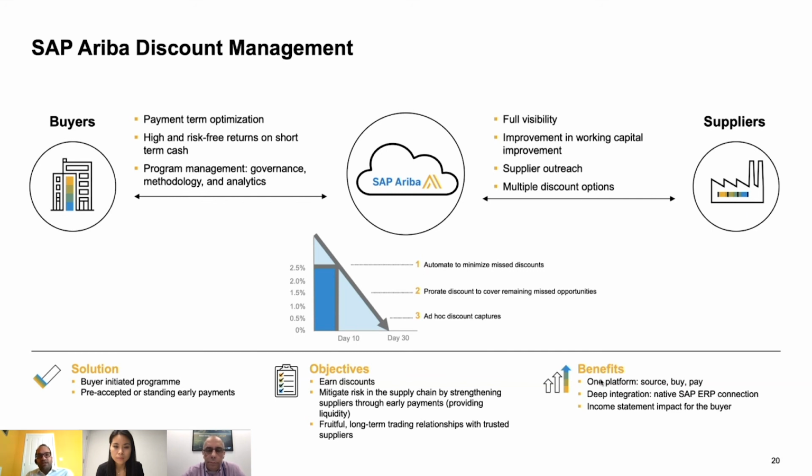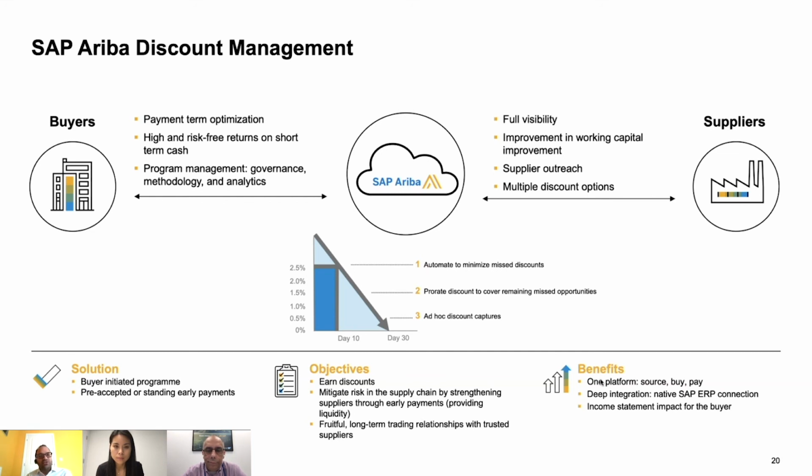So there may be a term to say, again, using this example on the slide, I will pay you on day 10 in return for a 2.5% discount. But that doesn't always happen, right? So buyers need to make sure that they can get the invoice in, they can get it processed, approved, and paid by day 10. Otherwise, they miss that 2.5% discount opportunity.